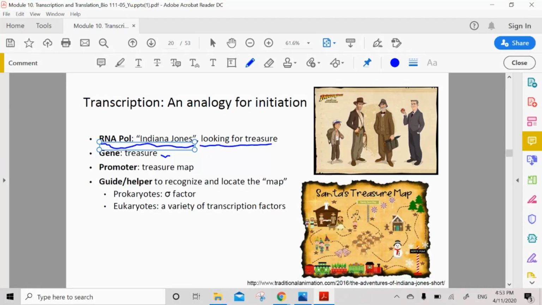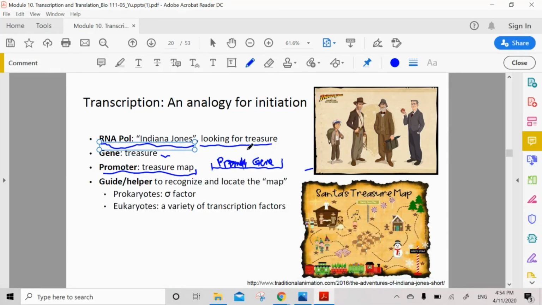So in order to find the treasure, which is the gene, Indiana Jones, the RNA polymerase, needs to find the promoter region first. So the promoter region is the treasure map. The treasure map tells the enzyme where the gene is located, right? Because the promoter region is right next to the actual gene. The promoter region is right here.